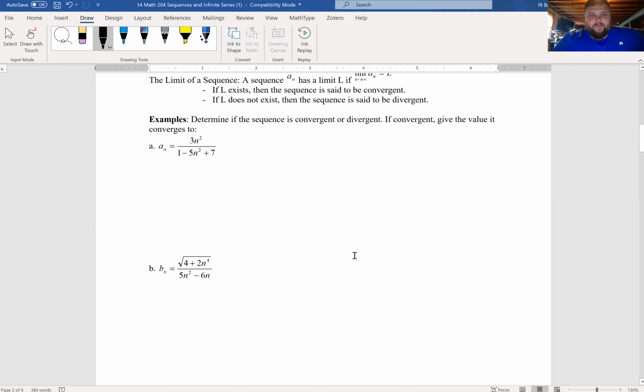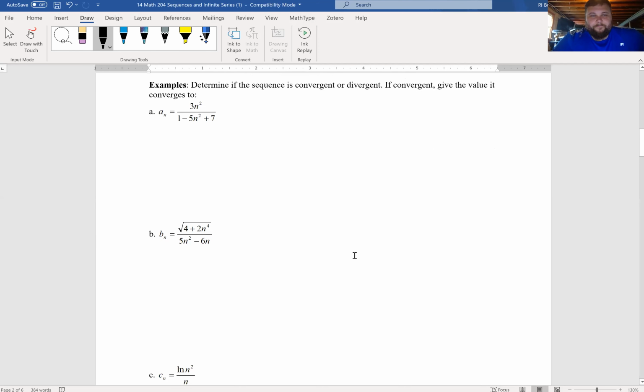So let's try a few of these. It says determine if the sequence is convergent or divergent, and if it's convergent, give the value it converges to. All right, so we need to take the limit as n approaches infinity of a sub n. And I always forget to change this darn thing. Make this 7n. Otherwise, it doesn't make much sense the way it's written.